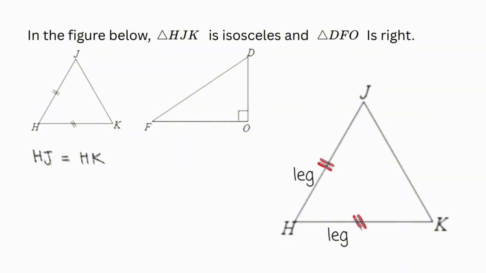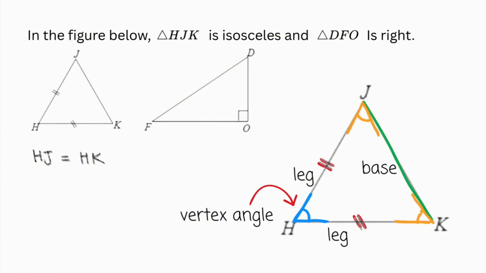First rule, the two equal sides are called the legs. Second rule, the angle where the two legs meet, angle H, is the vertex angle. Third rule, the third side, JK, is the base. Fourth rule, the angles touching the base, angle J and angle K, are the base angles.